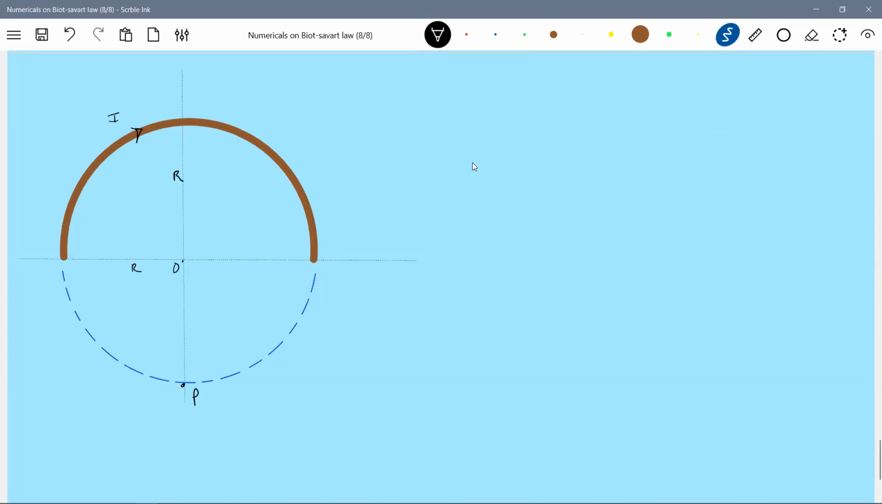Take the question: find the magnetic field strength at point P due to a semicircular wire of radius R carrying a current I.